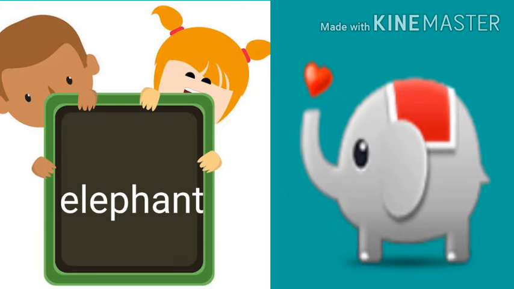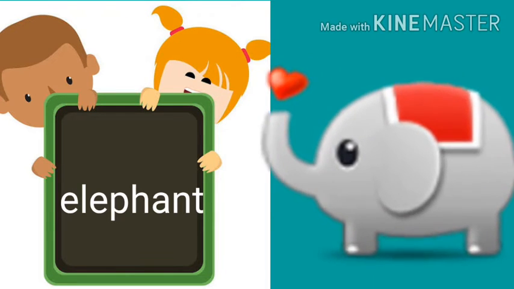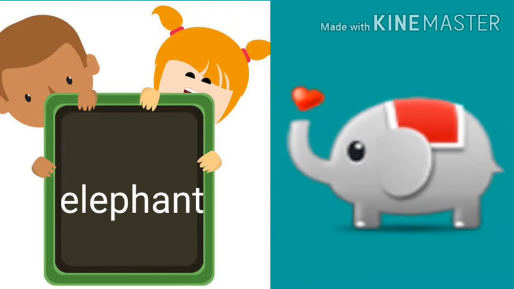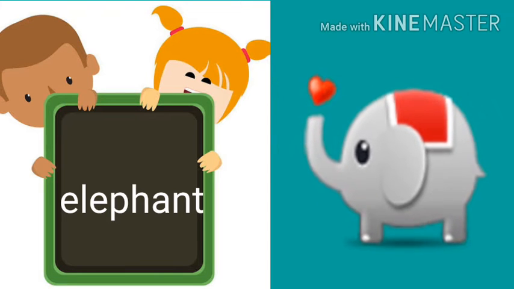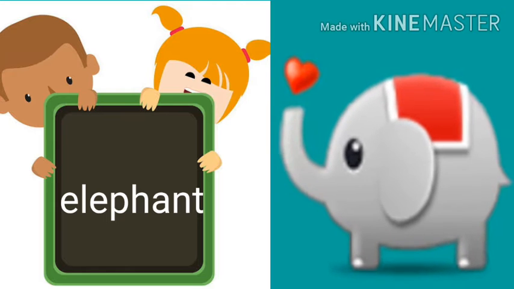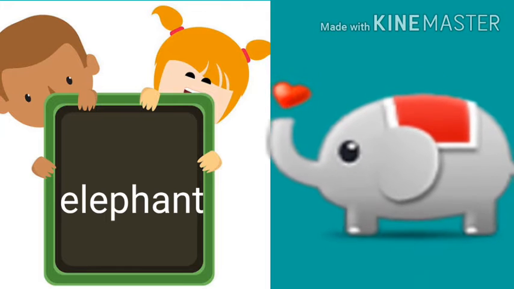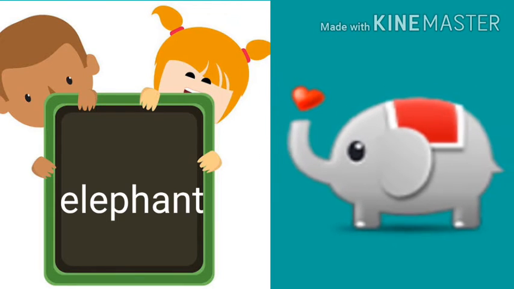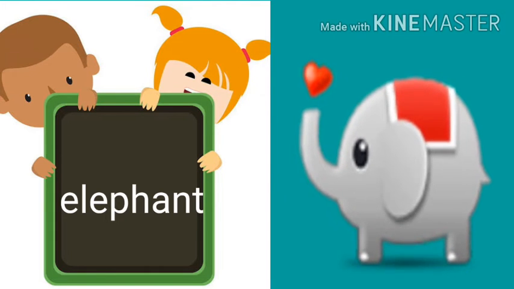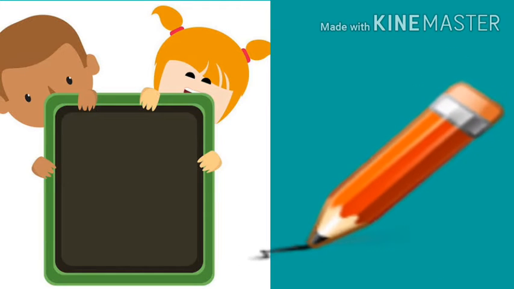Oh, look at there. This is elephant. What is this? It is an elephant. Elephant has a sound. Read with me aloud. A, l, a, ele, f, a, n, t, ant. Elephant, elephant, elephant.